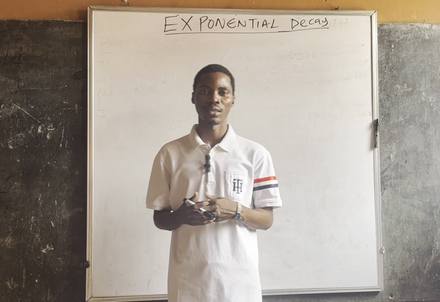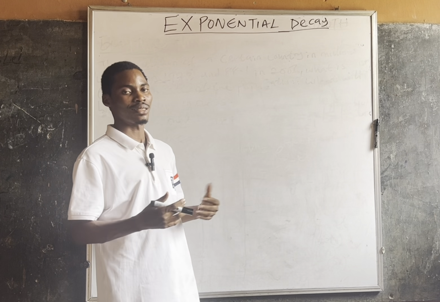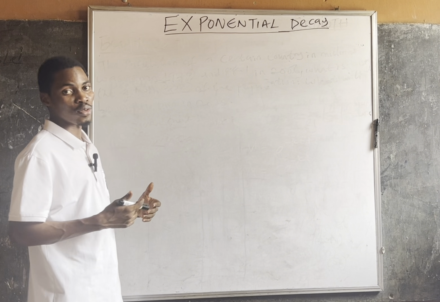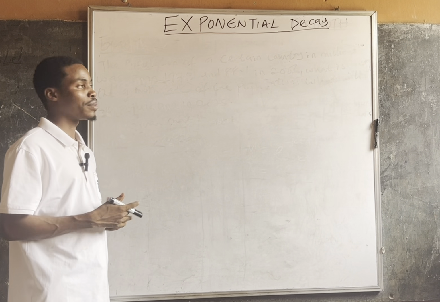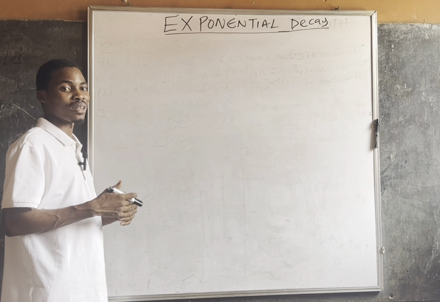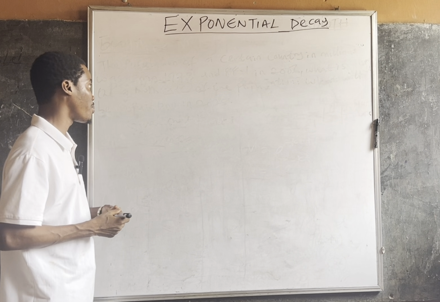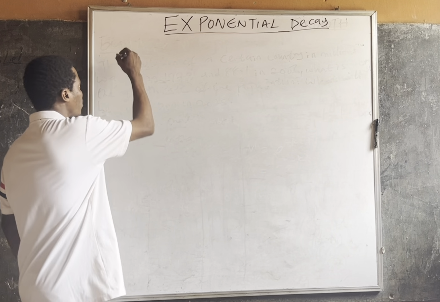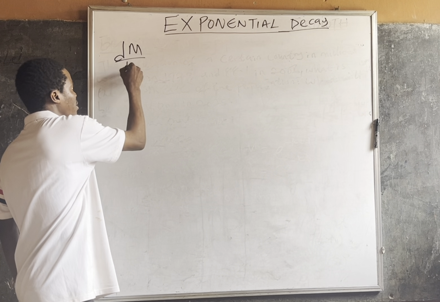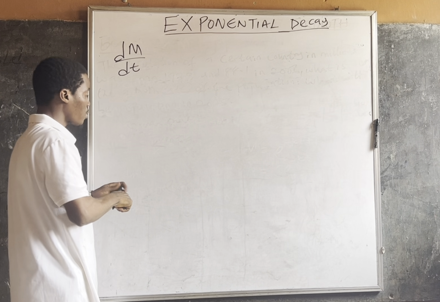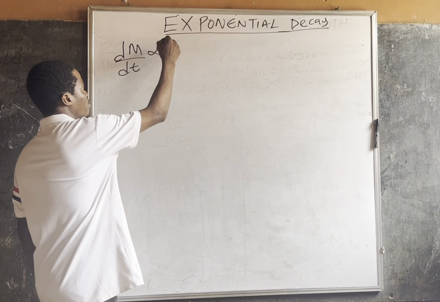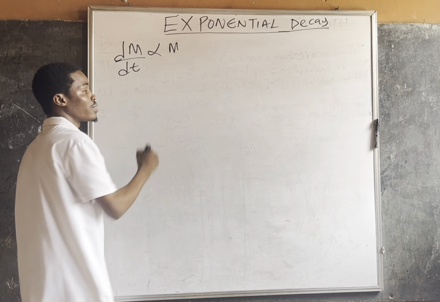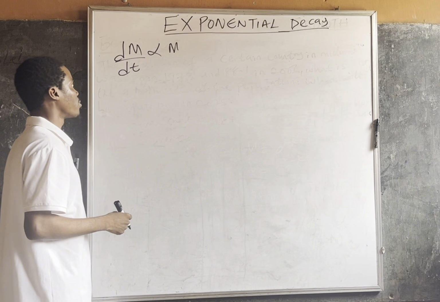What is exponential decay? Exponential decay states that the time rate of change of mass is directly proportional to its initial mass. If you have the time rate of change of mass, dm over dt, it varies directly proportional to its initial mass. Let's say m is the initial mass.